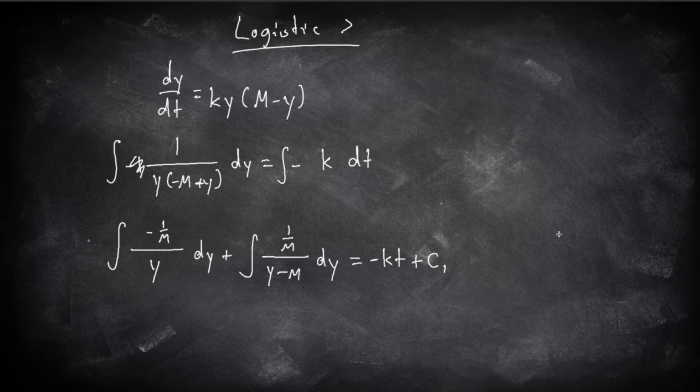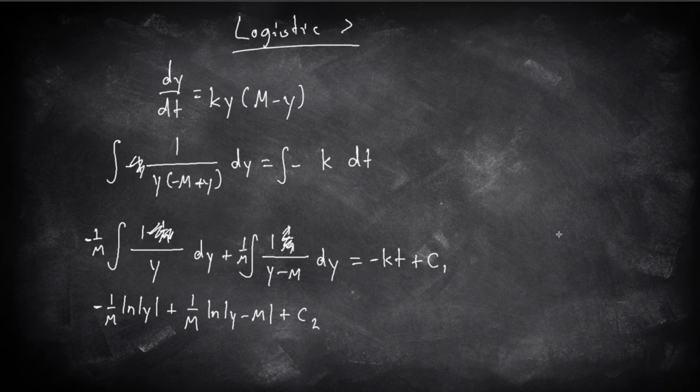These are just constants, so we can move them outside. That means the numerator is now 1. Move this one outside; the numerator is now 1. When we integrate this, this is just a regular reciprocal, so the integral is natural log. And 1 over m. The integral of this is the same thing, but instead of y it's y minus m, so natural log of y minus m. And then as usual, we add a constant, c sub 2. But as we did before, c sub 1 minus c sub 2 is c sub 3. So negative kt plus c sub 3.